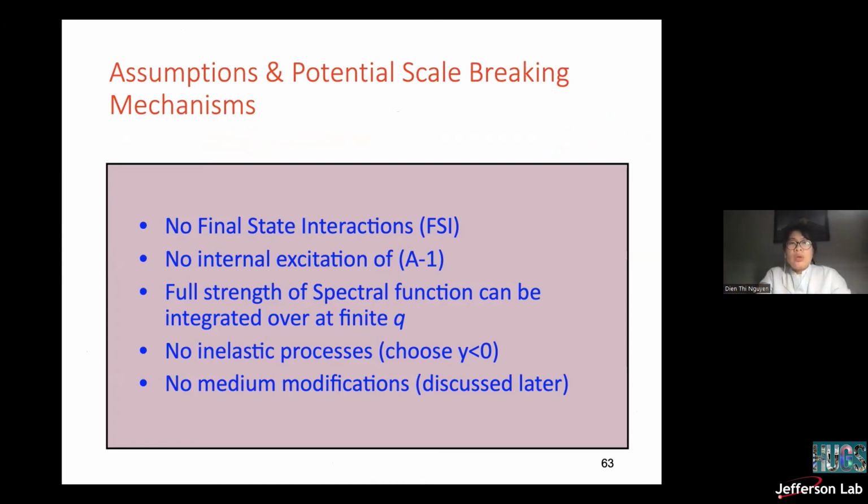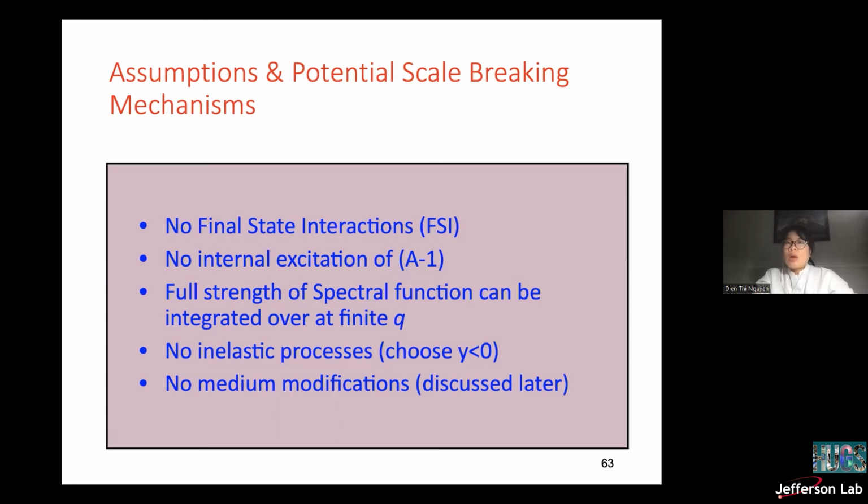And then no internal excitation. So it means that A equal to 1, the system stays in the ground state. And then we can select the smaller, negative y, so no contribution of inelastic. And also we don't take into account the medium modification, the EMC effect. We will talk about that later.